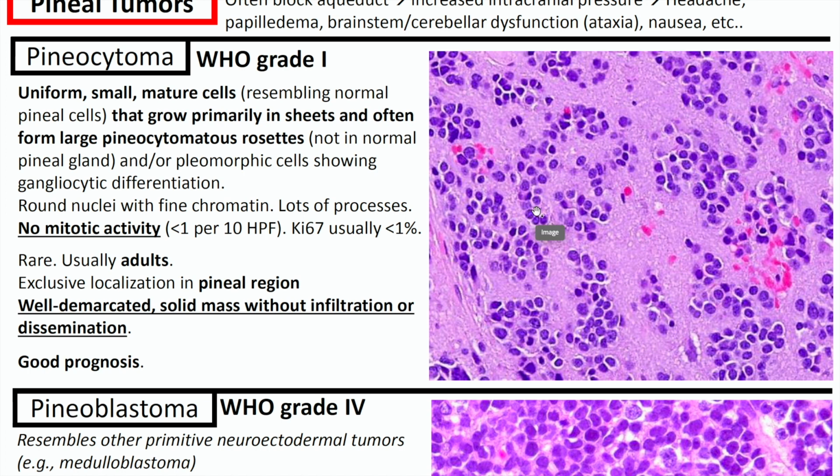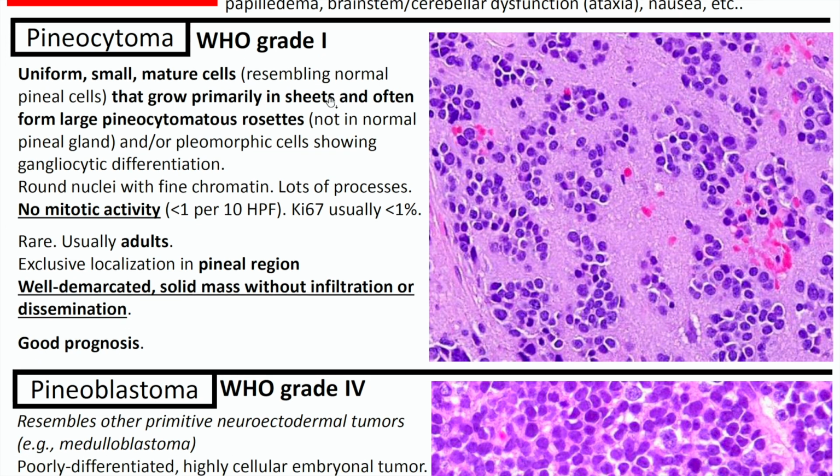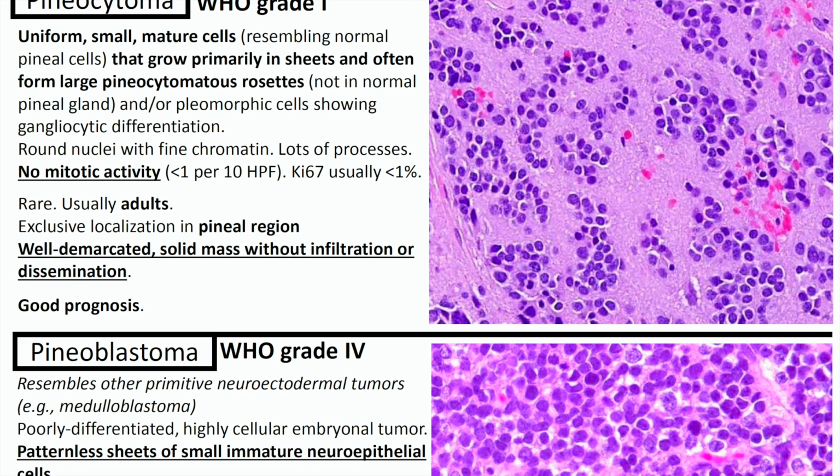All right, made it to another category. Pineal tumors. So they often block the aqueduct, leading to increased intracranial pressure, headache, papilledema, and brainstem or cerebellar dysfunction or ataxia, nausea, etc. So WHO grade 1, the first entity, is a pineocytoma, which is uniform, small, mature cells resembling normal pineal cells that grow primarily in sheets and often form large pineocytomatous rosettes, which is what we're seeing here.